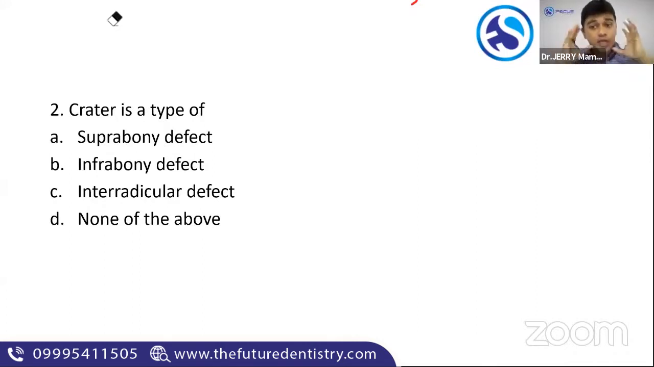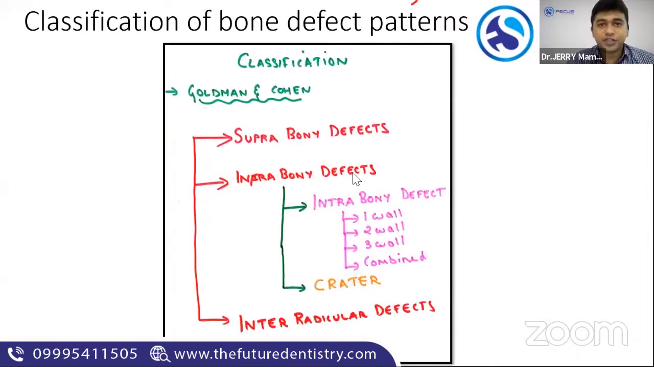So this should help you to solidify your concept of what we are going to study now. Okay, so the answer here is crater is a type of infrabony defect. Crater is a type of infrabony defect. Now we will see why we are saying that and what is the classification.